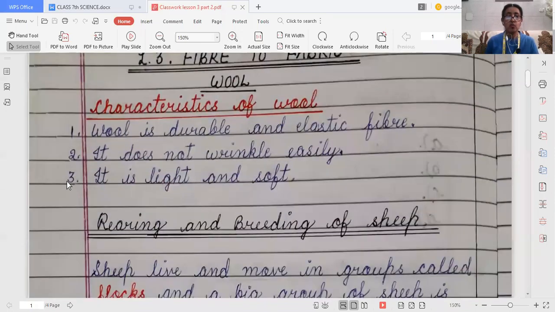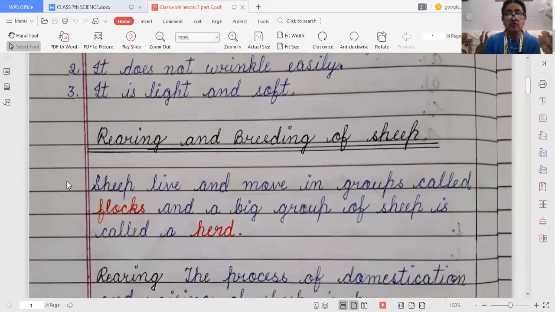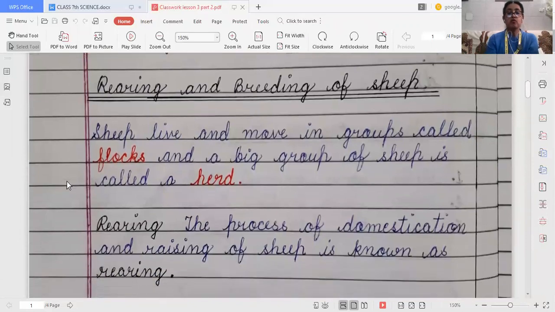Now, first of all, what are the characteristics of wool? Wool is durable and elastic fiber. It does not wrinkle easily, and wool is very soft, light, and fluffy. Now, how does the rearing and breeding of sheep take place, because mostly in India we use sheep for taking the wool. So, rearing and breeding of sheep.